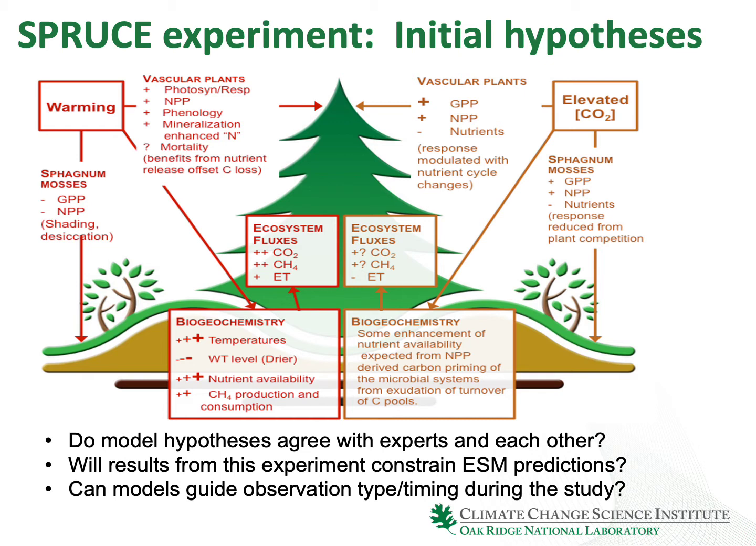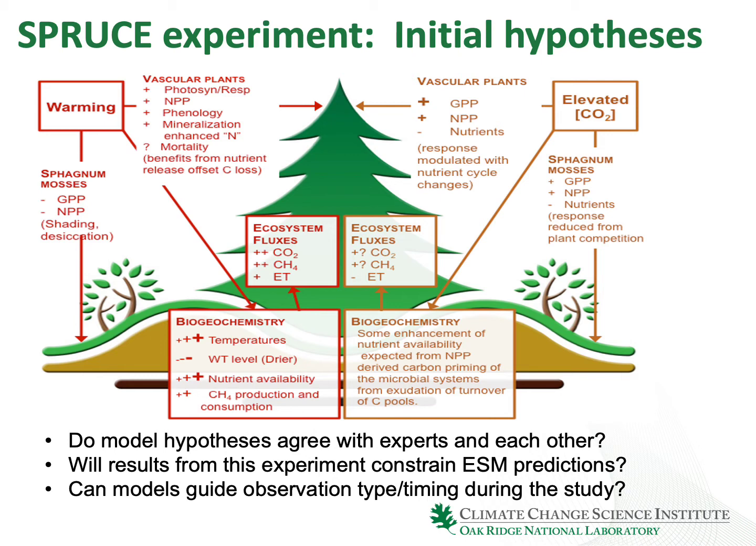We also might see drying, which would also make the sphagnum mosses less productive, whereas in the vascular plants, we might see increases in photosynthesis and respiration from the warming, from longer growing seasons caused by the warming, from an increased availability of nutrients such as nitrogen, and changes potentially in mortality. And then on the bottom left, we see the potential hypothesized impacts on biogeochemistry.